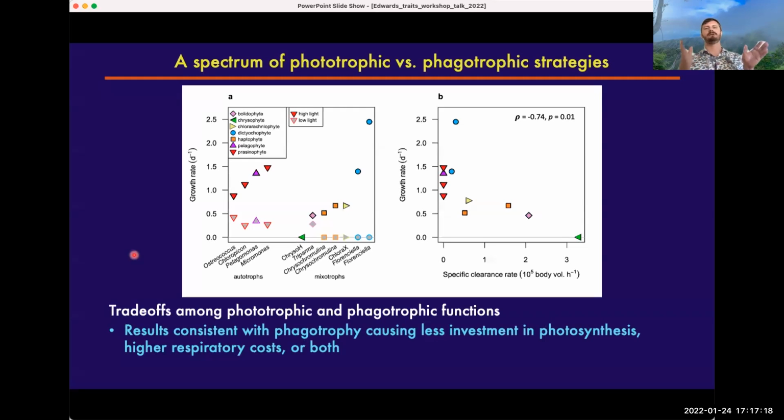So basically the picture we're getting here is consistent with trade-offs, where doing more phagotrophy means you're investing less in photosynthesis, or it means that you're suffering higher respiratory costs that are reducing your growth rate, or both. We can't distinguish these without further physiological data, more detailed experiments.